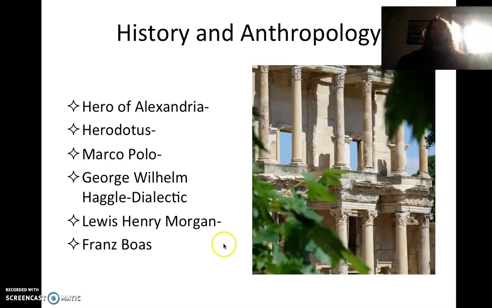And anthropologists a lot of times put him as the first because he actually does ethnography. Now, ethnography is when anthropologists go out into the field, they collect data, observation and analysis, and then they write it down. And Herodotus does this. Marco Polo, I don't know that people would say necessarily that he's an anthropologist, but he travels to China, he spends a lot of time there, and he writes it down again. George Wilhelm Hegel, this is his version of the dialectic we'll get into a lot.